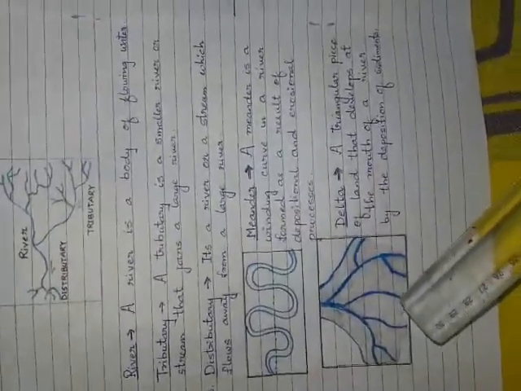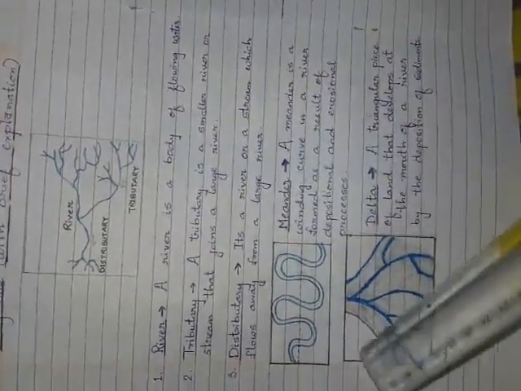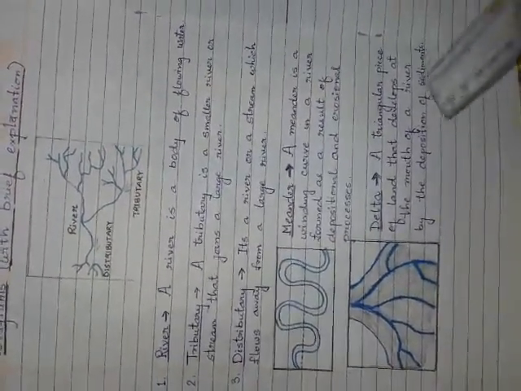Then at the last stage of the river, it forms a delta at its mouth. You can see here the delta. What is a delta? It's a triangular piece of land that is developed at the mouth of a river. And how is it developed? It is developed by the deposition of sediments.